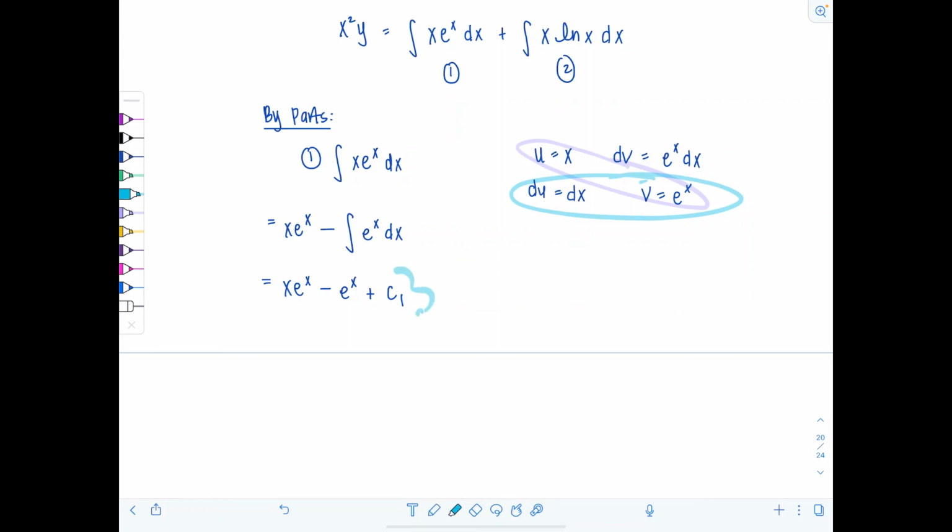Let's just put it in a gentle cloud. Very nice. Integral number 2, we have x ln of x dx. We're going to do by parts again.